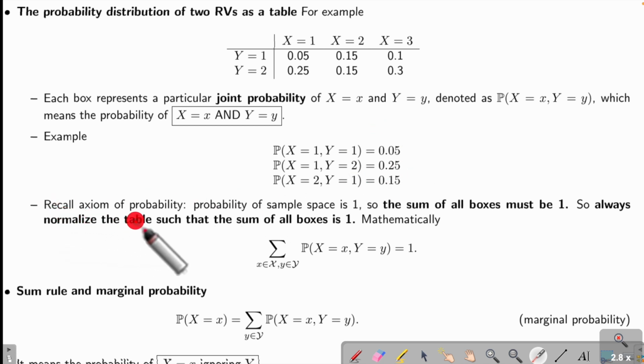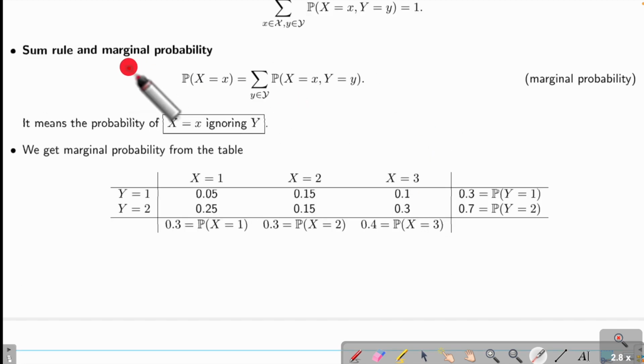And recall the axiom of probability. The probability of the sample space is 1. That means the sum of all boxes must be 1. Okay? So always normalize the table such that the boxes sum to 1. Normalize means you take the sum of all the boxes, you get a number, and you divide all the boxes by this sum. Marginal probability.